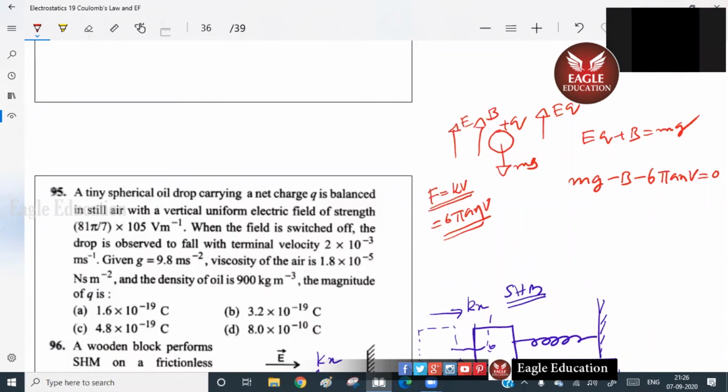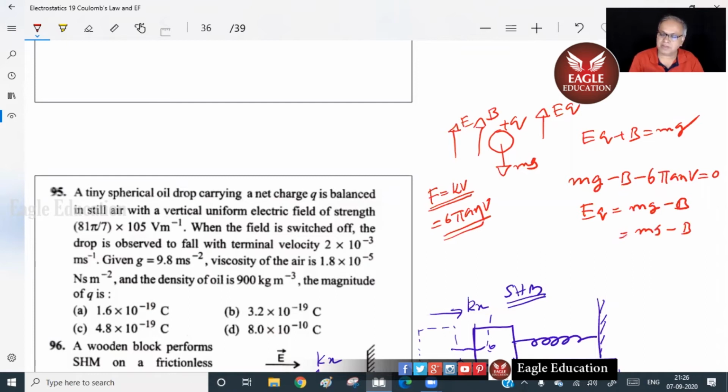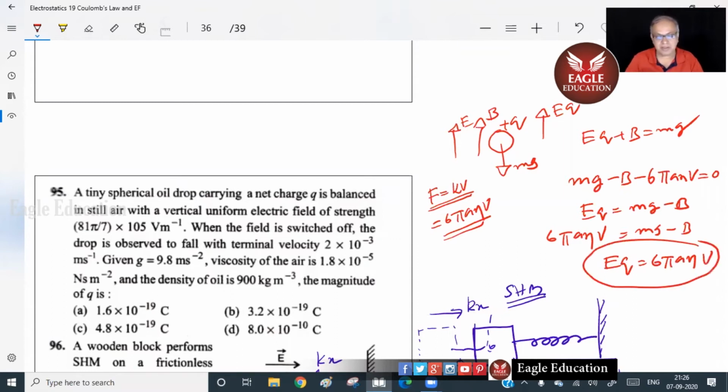From there I'll get EQ equals mg minus B. From here, mg minus B equals what? 6 pi a eta v. So you get EQ equals 6 pi a eta v. So what all you want, you've got. You'll put those values and do it.